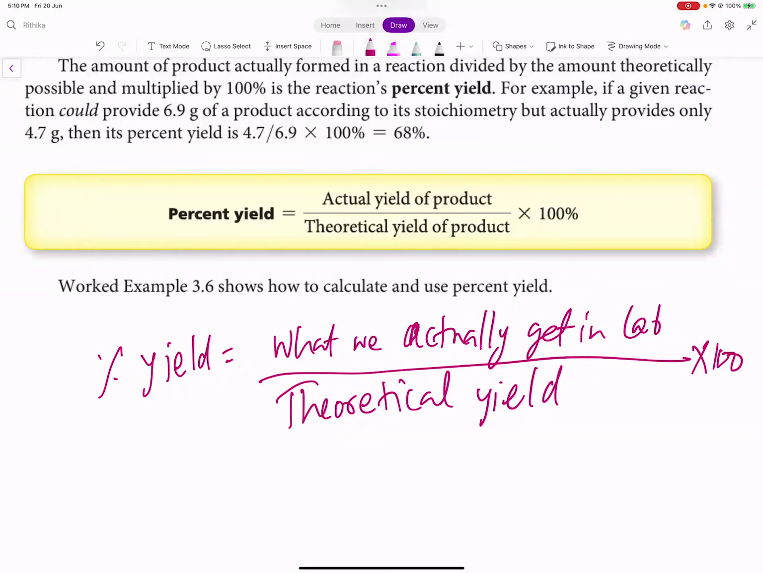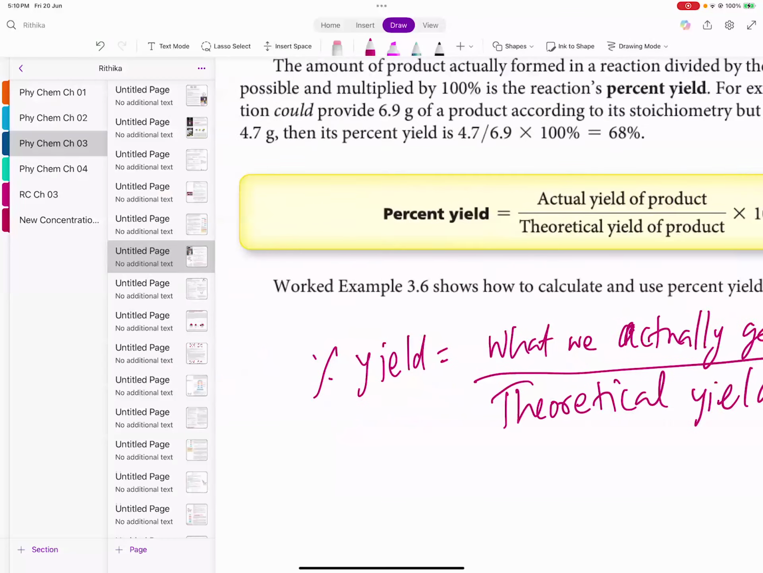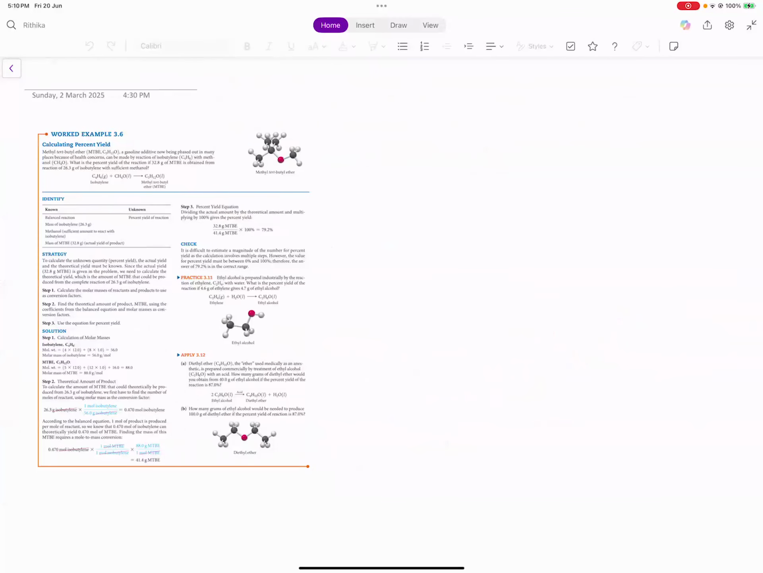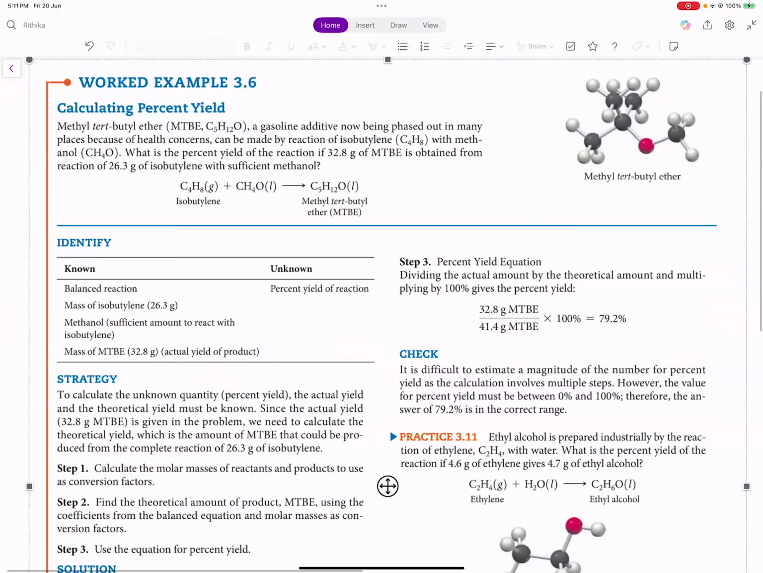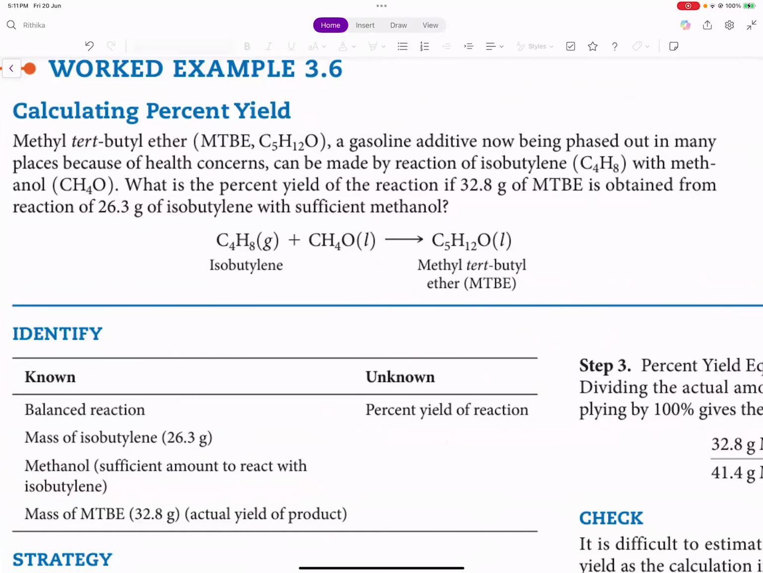Now, for example, there's one worked out example of how we go about this. Suppose there's methyl tertiary butyl ether, MTBE. You don't need to be concerned with the name. We just want to know its molecular formula, because I want to know its molar mass. So its molecular formula is C5H12O, and it's a gasoline additive now being phased out in many places because of health concerns. And this is how we make it.